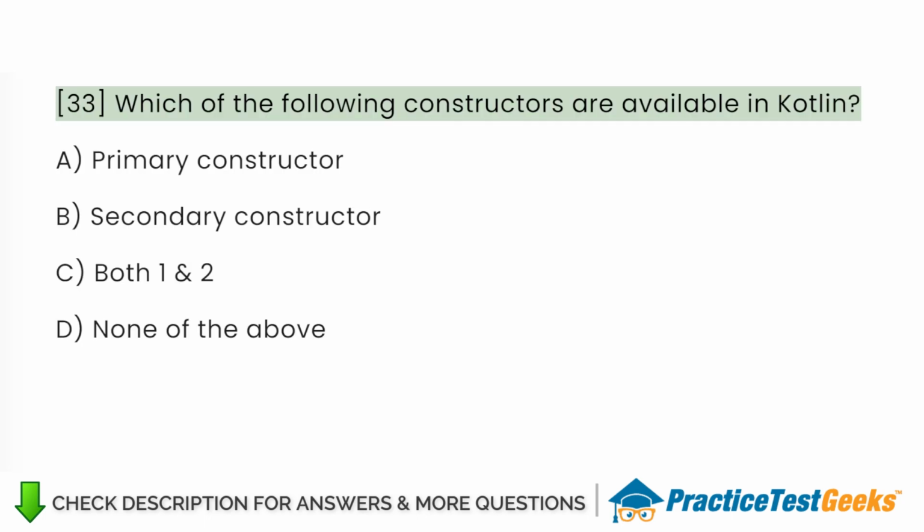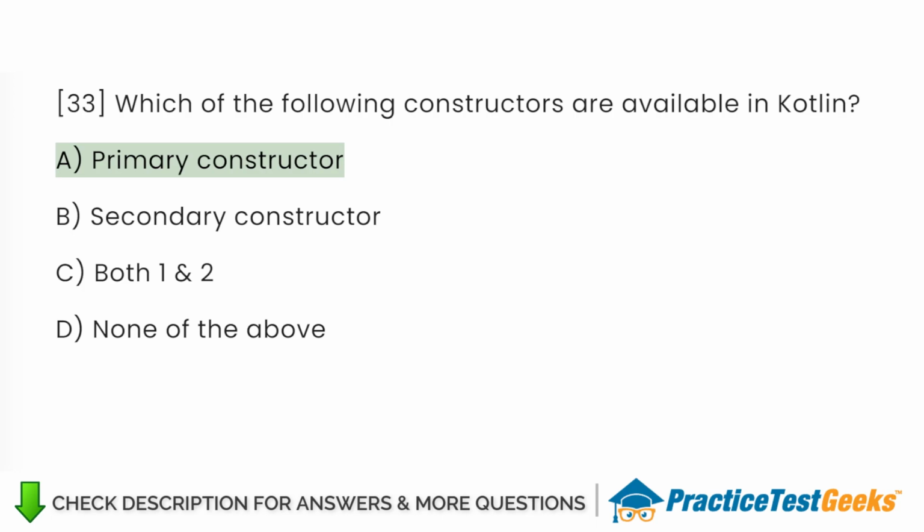Which of the following constructors are available in Kotlin? A. Primary constructor. B. Secondary constructor. C. Both 1 and 2. D. None of the above.